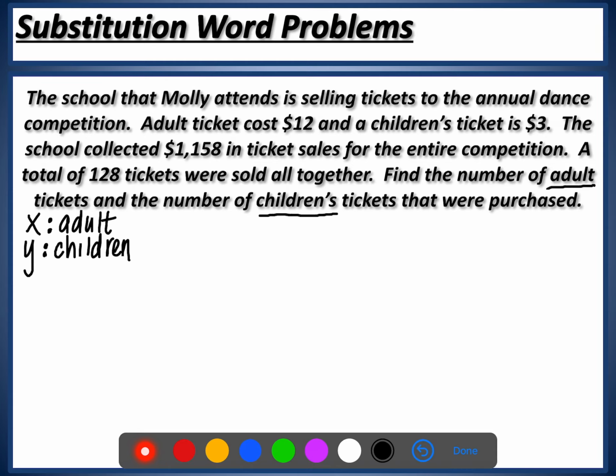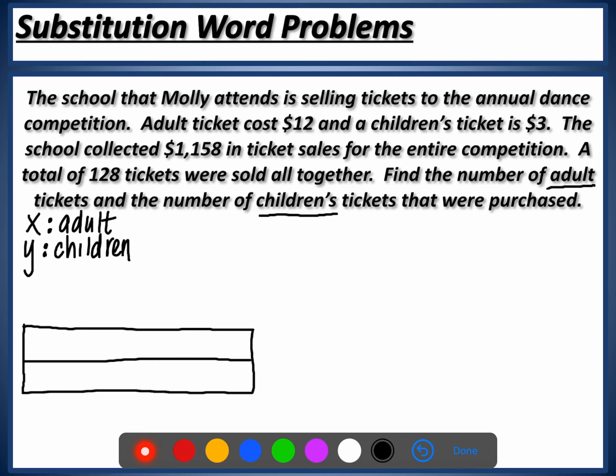Alright, so now I want you to create this chart. Okay, so it's going to have 2 rows and 3 boxes in each row. Alright, so we're going to label this as X, which we know is adult. This is going to be Y, which is children. And the last column is going to be total.